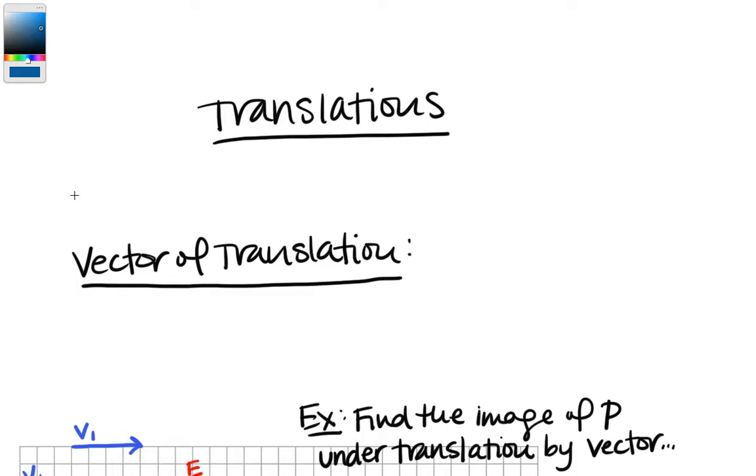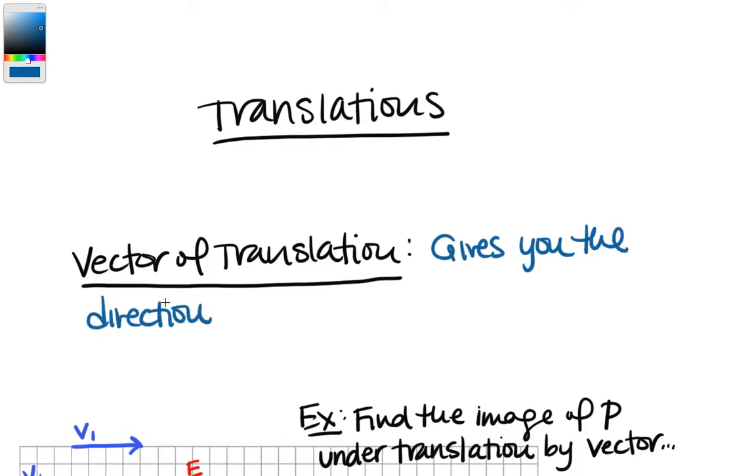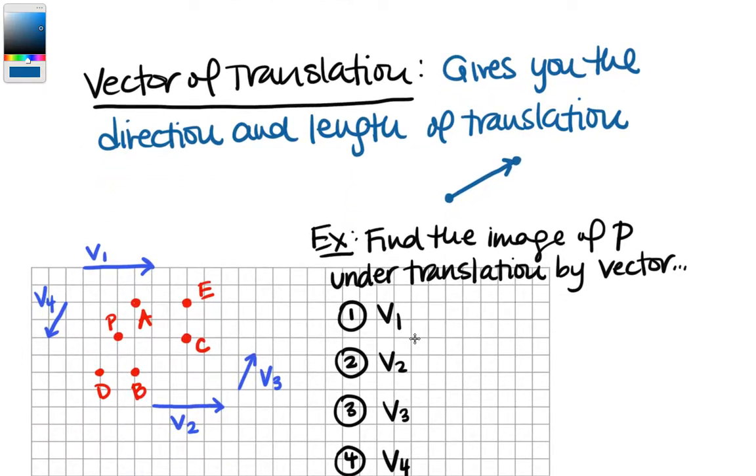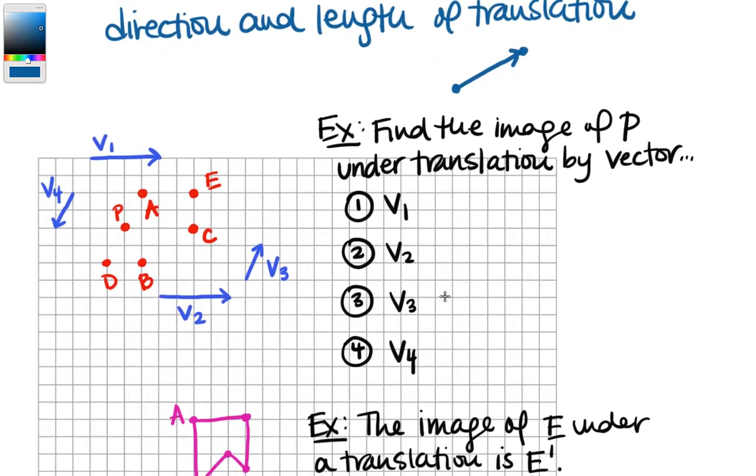Okay, for a translation, the only thing that we need, in fact, is the vector of translation. And what this does is it gives you the direction and length of the translation. And by translation, what we mean here is we're just taking something and sliding it in a straight line somewhere else.